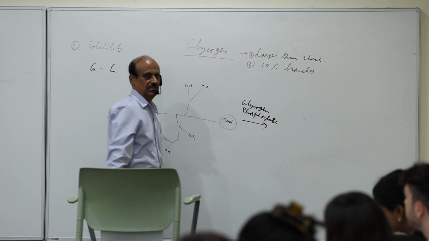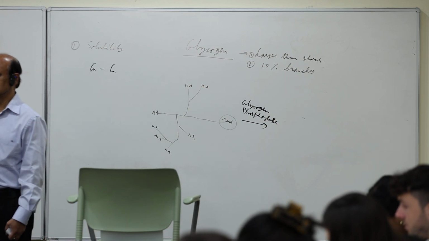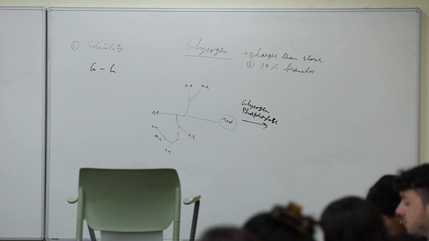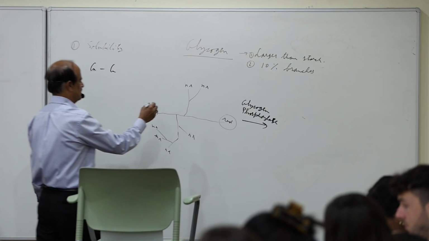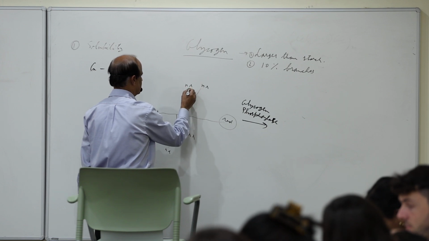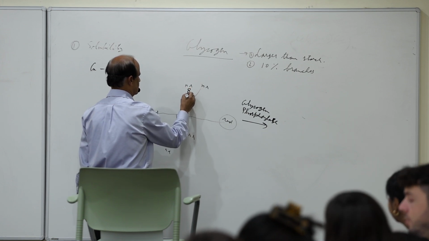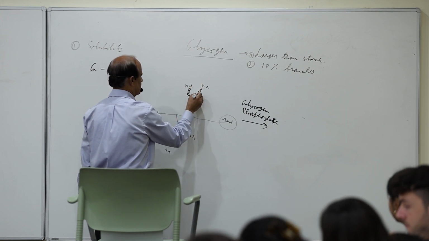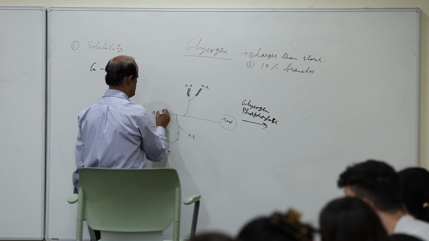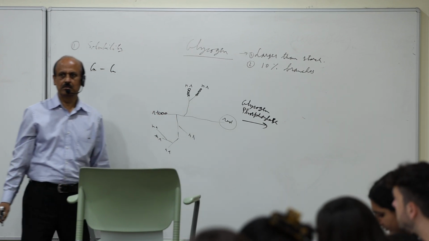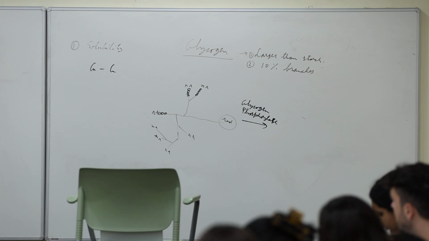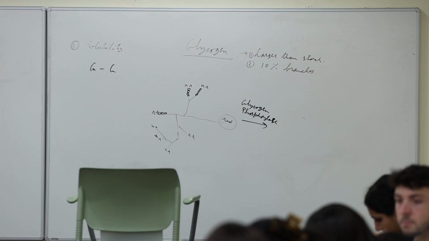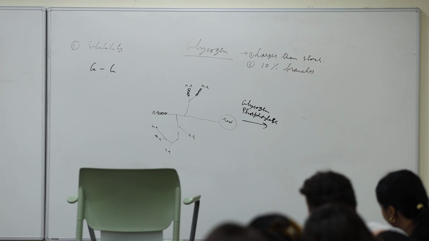Glycogen phosphorylase breaks down glucose from glycogen at the non-reducing end. So this enzyme has a specificity for the non-reducing end, so it will break down this glucose, then this one. This way it will break down glucose only from the non-reducing ends. So the more non-reducing ends you have, the faster you get your glucose, right?